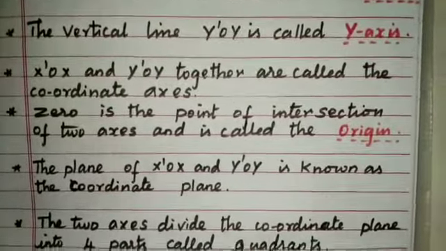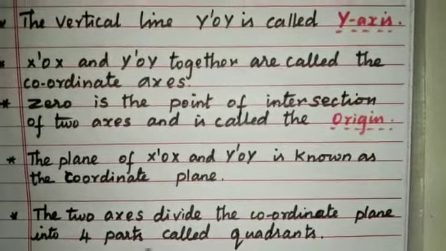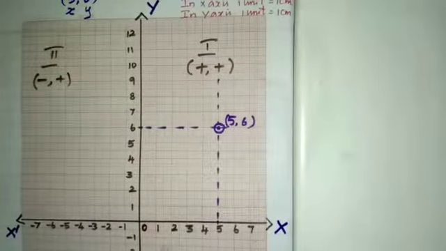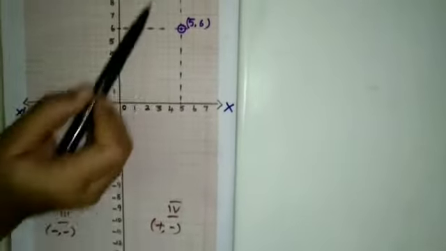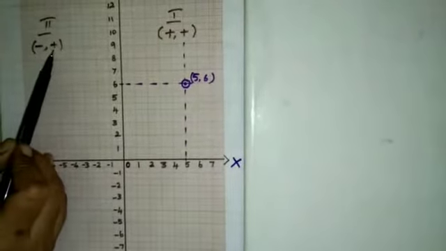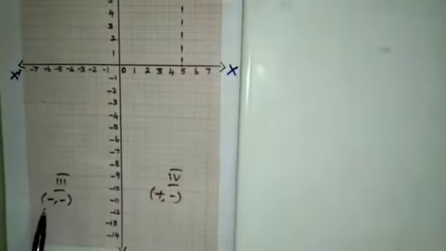The two axes divide the coordinate plane into four parts called quadrants. Here is the first quadrant, second quadrant, third quadrant and the fourth one. Here this is the origin. Right side of 0 is positive numbers, left side negative numbers, above the horizontal line positive numbers, below the horizontal line negative numbers. The first quadrant contains both positive; in the second quadrant x is negative and y is positive; the third quadrant contains both negative; and in the fourth quadrant x is positive and y is negative.